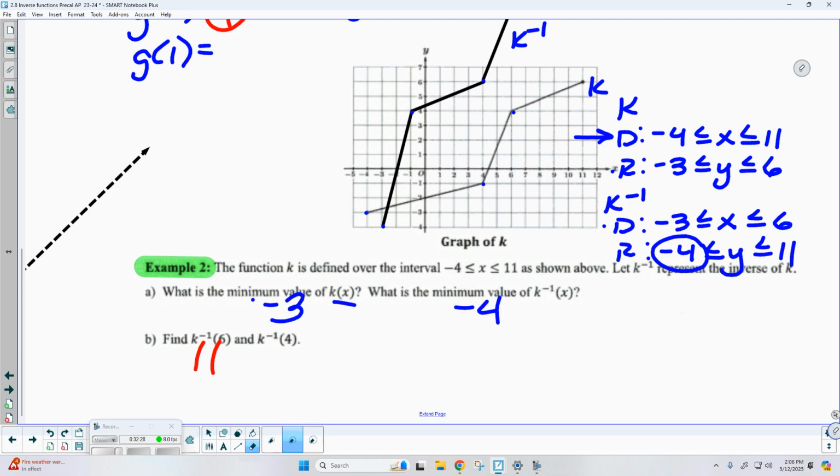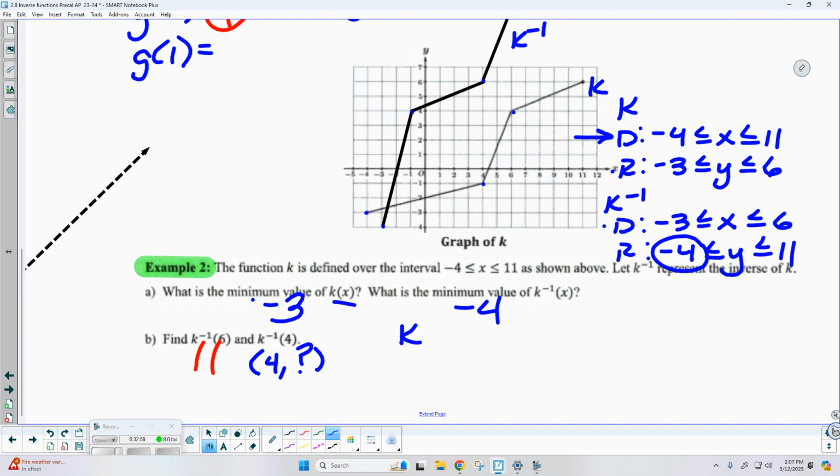Okay. Here we go. Think about it this way. If I'm trying to evaluate K inverse of 4, what does 4 represent? Is it X or Y? It's still X. I'm plugging it into the function, so it represents the X value. So on the inverse, I would have this point 4, but I don't know what the corresponding Y value is, right? Well, let's apply the idea of an inverse.